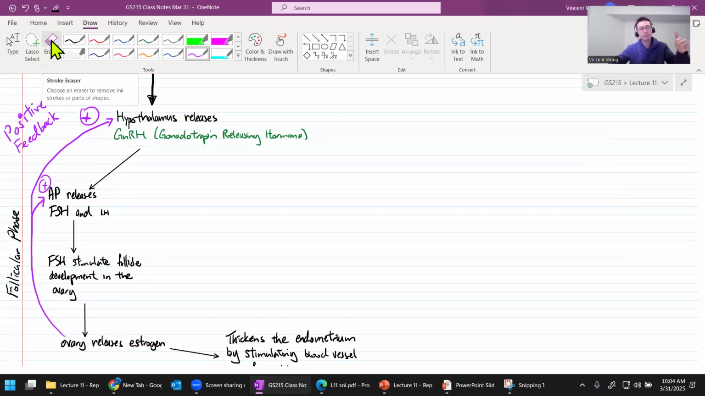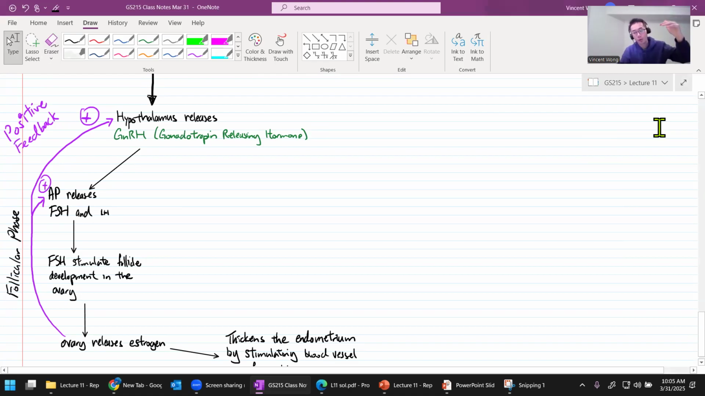A negative feedback is what happens in 90% of the body regulation. If you get too cold, your body warms you up. If you get too hot, your body cools you down. This is a negative feedback. The trigger, the stimulus, is going to cause a bunch of events that opposes the trigger. Think about RAS. Your blood pressure goes down, and then you do all these things to bring it back up. That's called negative feedback.